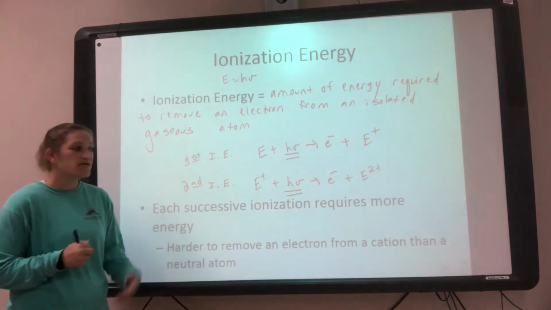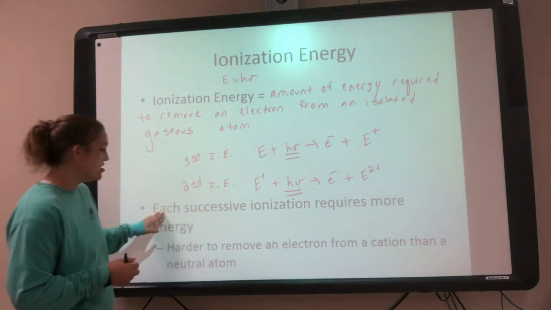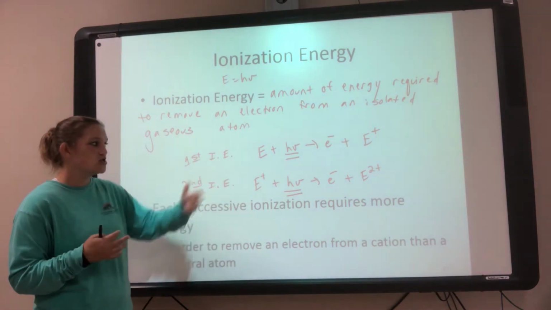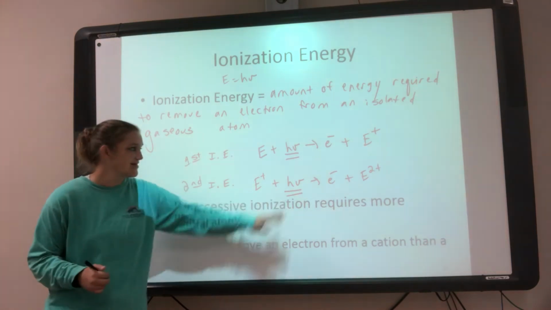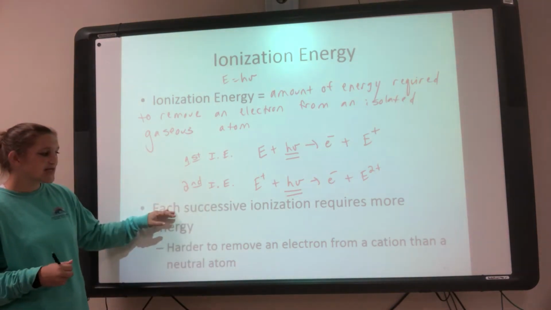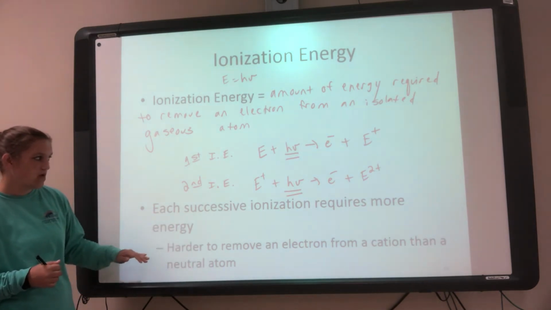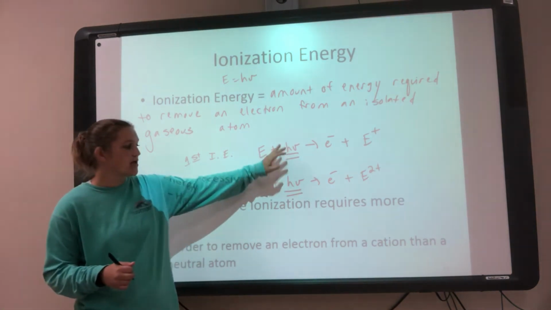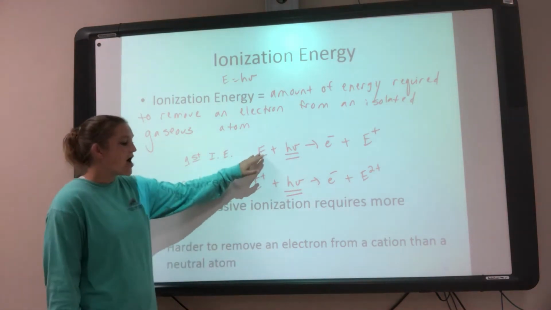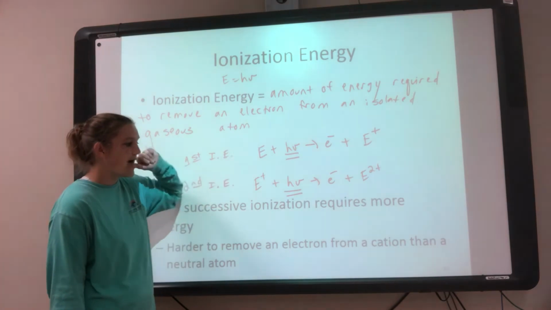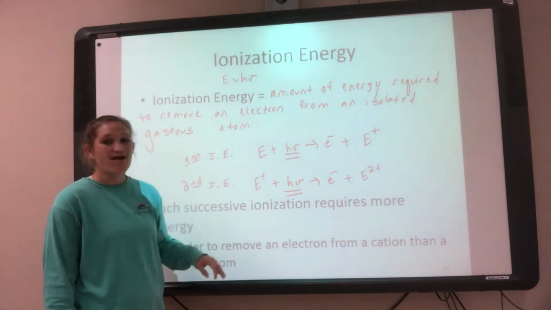Now let's talk about how these energies relate. The first ionization energy is going to take energy, but it takes a lot less energy than the second, okay? Each successive ionization energy requires more energy, okay? So this energy is going to be a lot less than this one. The reason is because here, I'm just removing an electron from a neutral atom, okay? Neutral atom. But here I'm removing it from a cation.